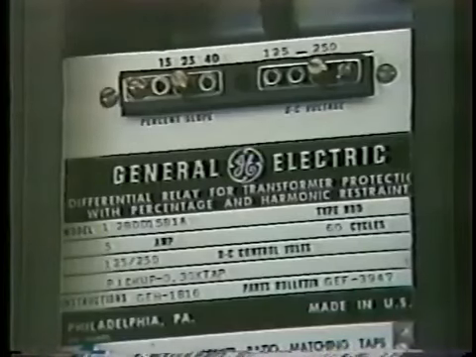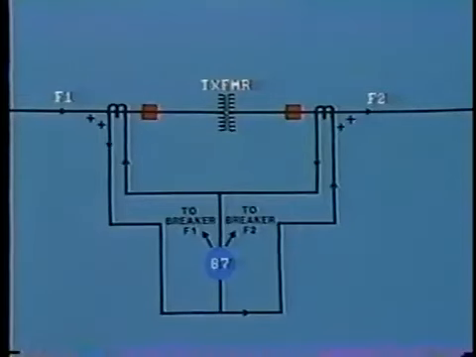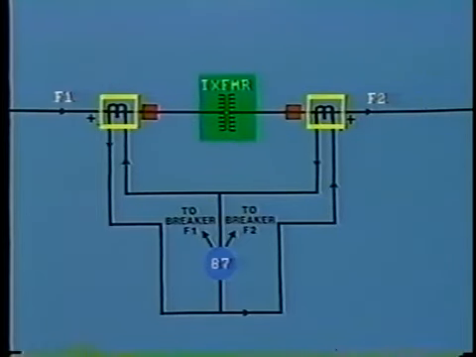Now let's look at the differential relay as applied to protect a transformer. This works on the same principle, but of course the CT ratios on either side of the transformer have to be chosen so as to give the same secondary current. That is, it must compensate for the current transformation in the transformer itself.